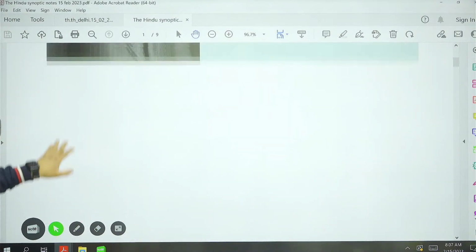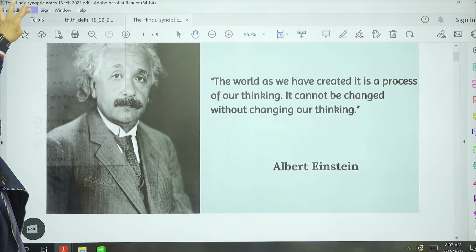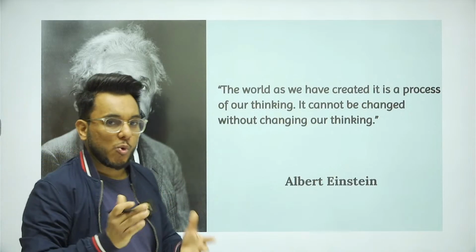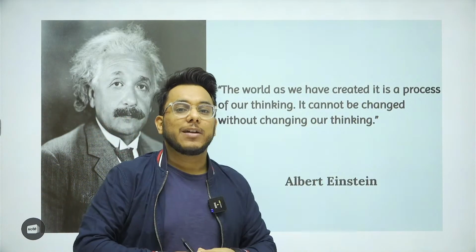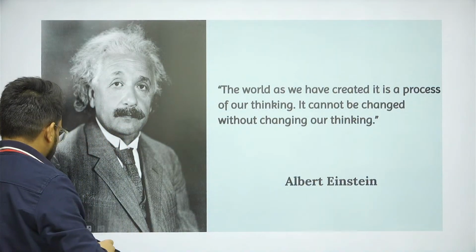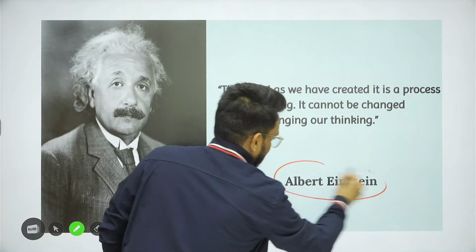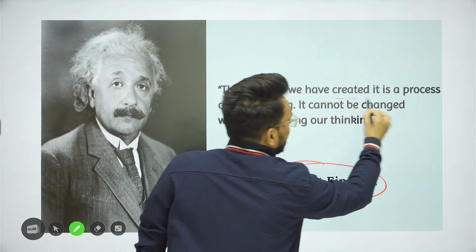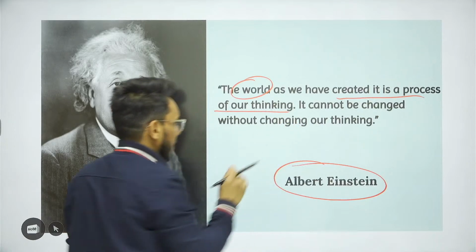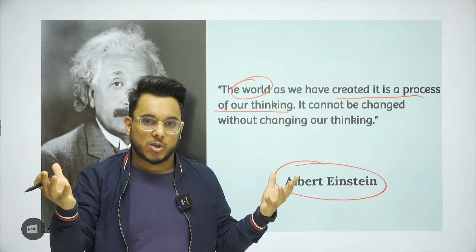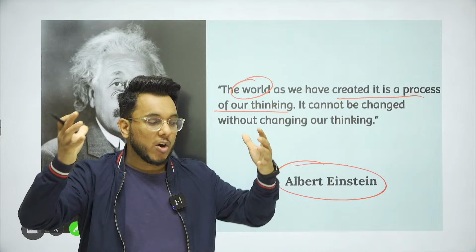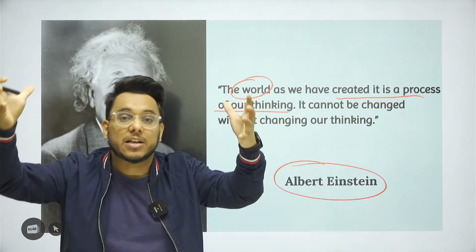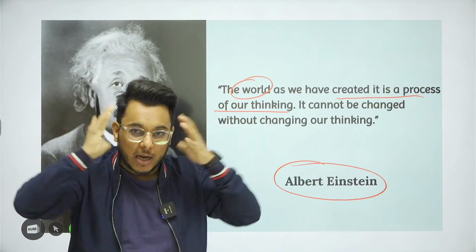Okay. Now in every class we start with a GS quotation, and this GS quotation can be used in our GS 1, 2, 3, 4 papers or to complement the essay. So today we'll take a quotation from Albert Einstein. Einstein says that the world as we have created it is a process of our thinking. The type of government we want, the type of inventions we want, the type of society and culture that we want, all are an outcome of our thinking.